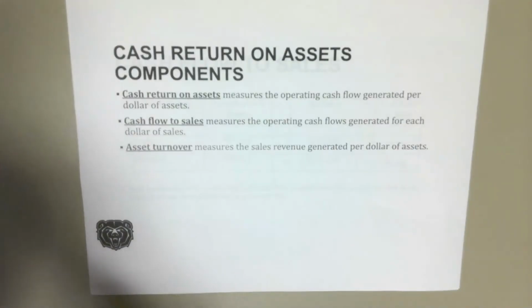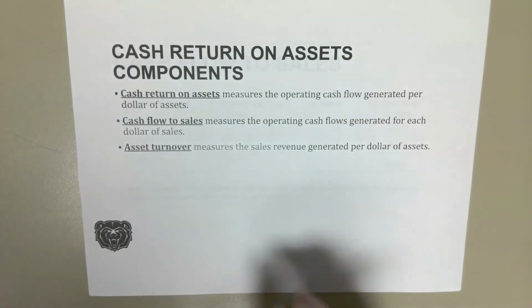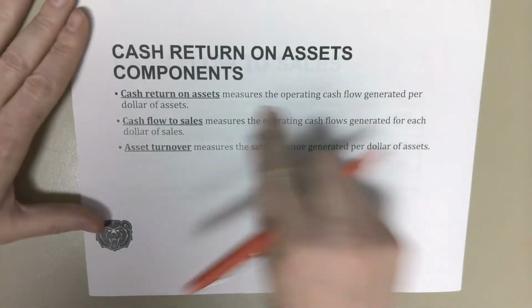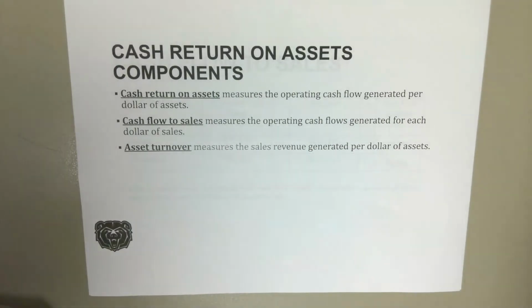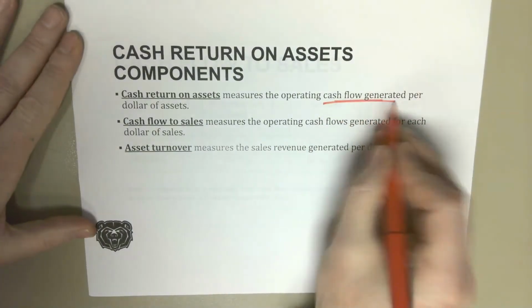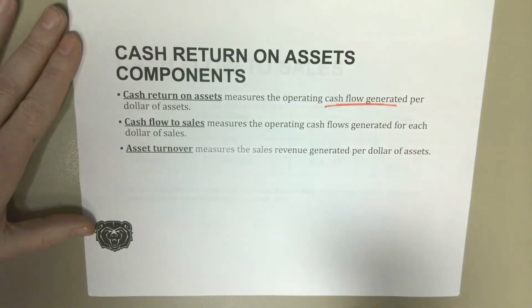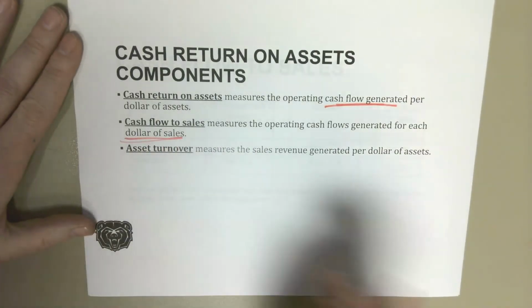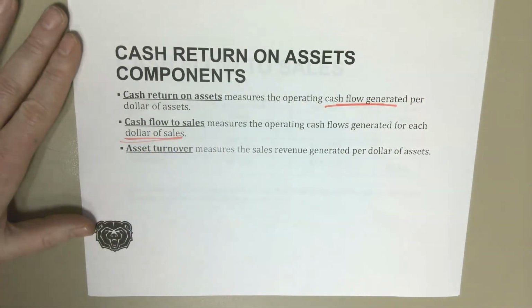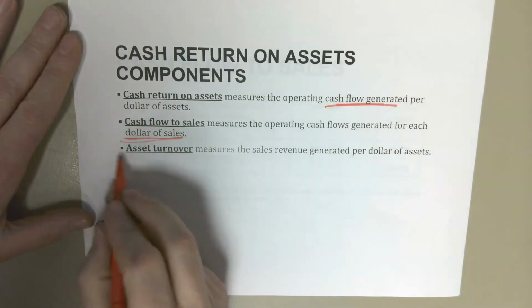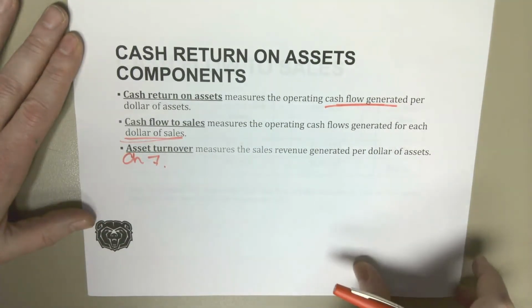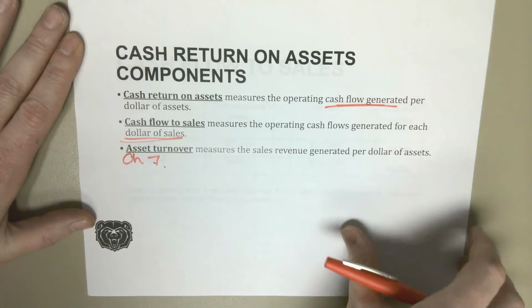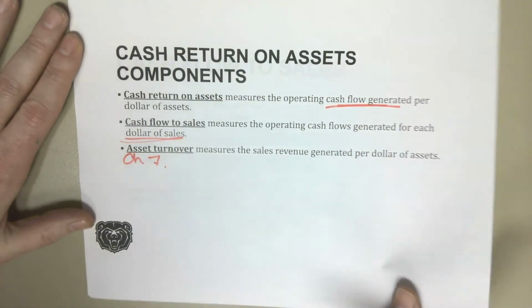So the cash return on assets, all we're doing there is measuring the operating cash flow generated per dollar of assets. Okay, so for every dollar of assets I have, how much cash flow am I getting for that? Okay. Cash flow to sales is the same thing, except we're looking at dollars of sales. For every dollar of sales that I make, how much am I generating in actual cash flow for myself? And then asset turnover, we already know from Chapter 7, right? It just measures the amount of revenue that you're getting for every dollar of assets that you're investing in.